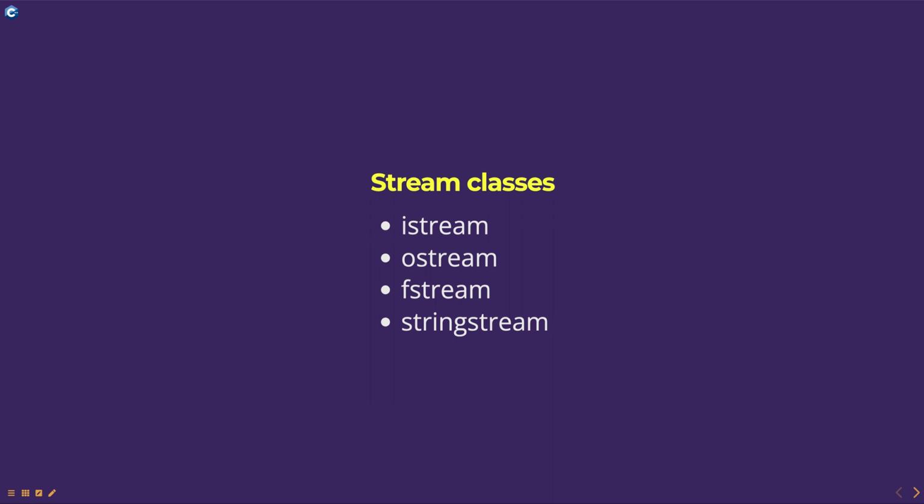Fstream. This class is used for reading and writing data to and from files. An fstream object can be used as both an input and an output stream.